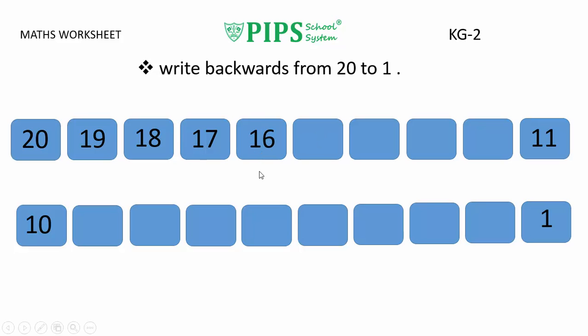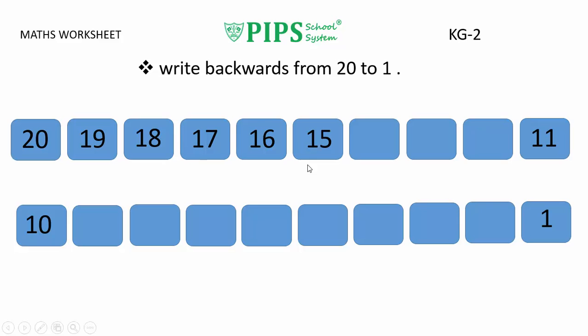Which number comes before 16? Start backward counting from 20. 20, 19, 18, 17, 16, 15. 15 comes before 16. So we will write the number 15 in the empty box like this.